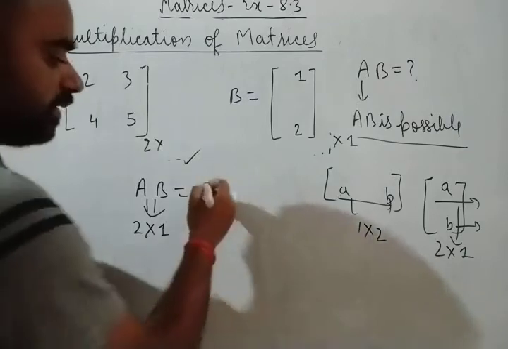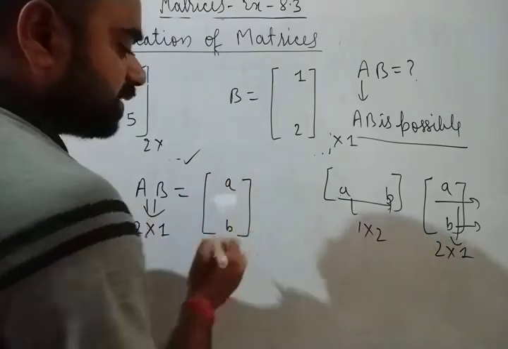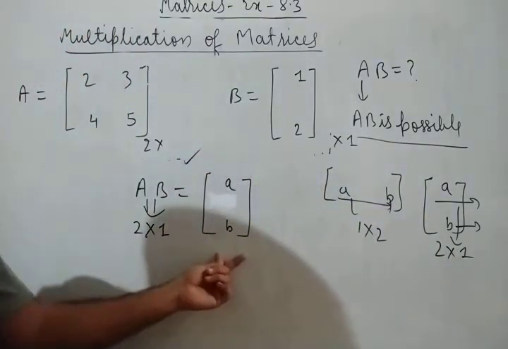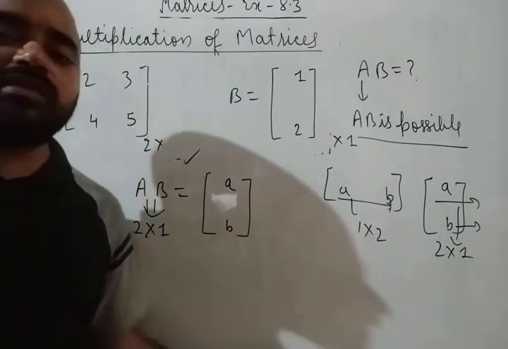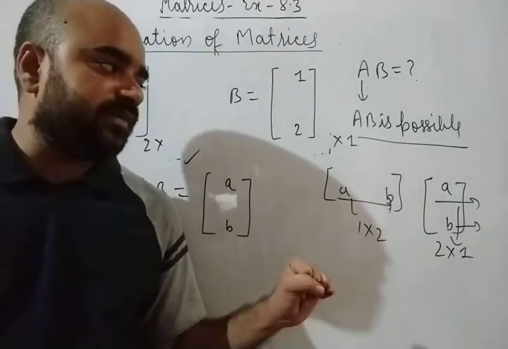It means AB will be like this: a, b, x, y, whatever. AB is of the order 2 by 1, and what is the structure? That is a column matrix. Correct? Now, how to obtain the matrix AB?